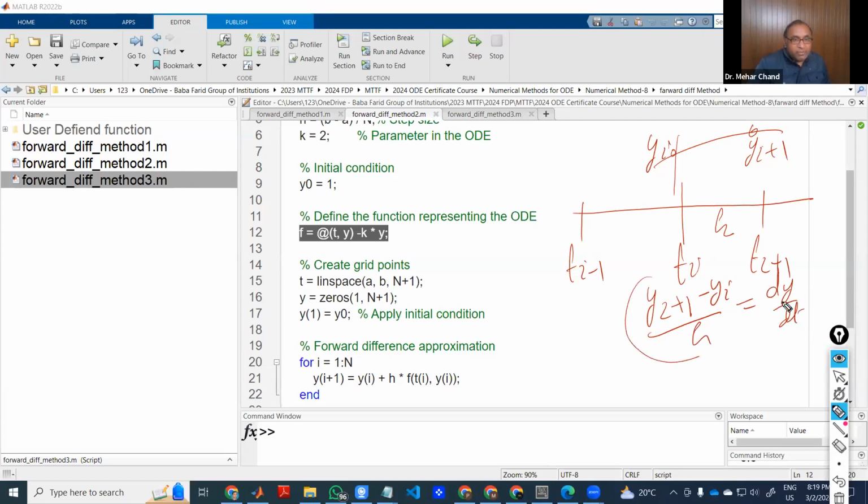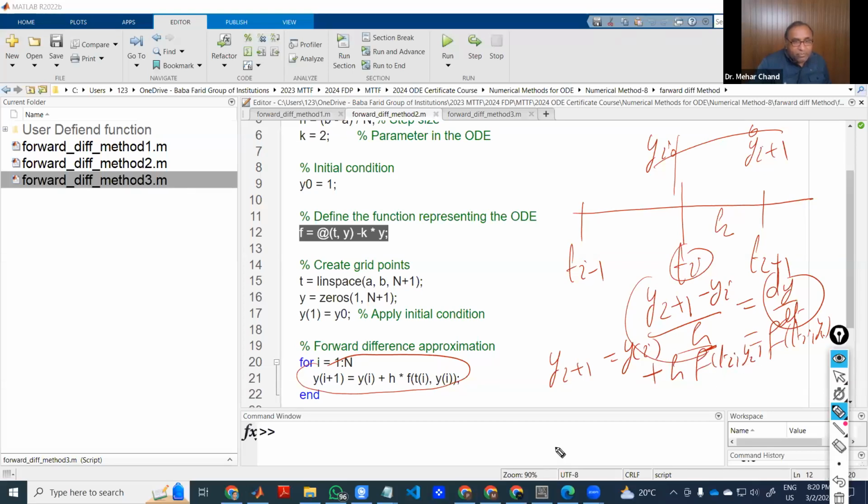When you simplify, dy upon dt means f of ti, yi. When you simplify this expression, yi plus 1 will be equal to yi plus h f of ti, yi. So this is the equation for the code in MATLAB, and the other part needs to be discussed also.